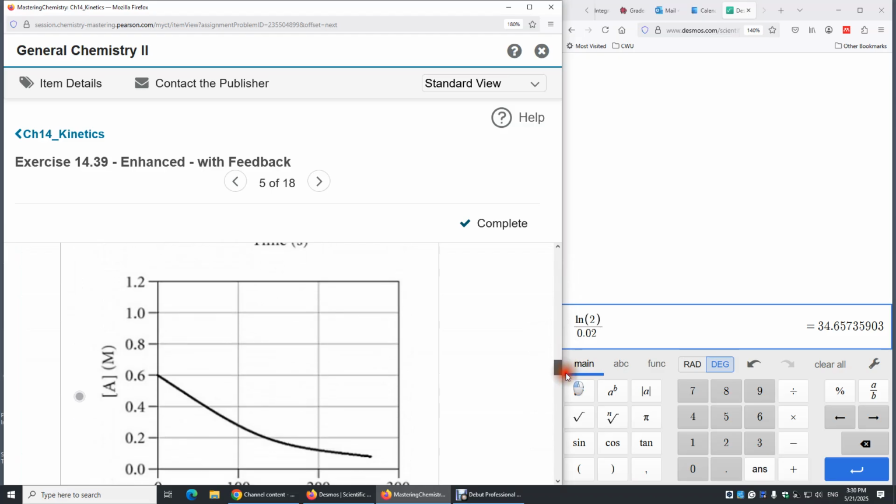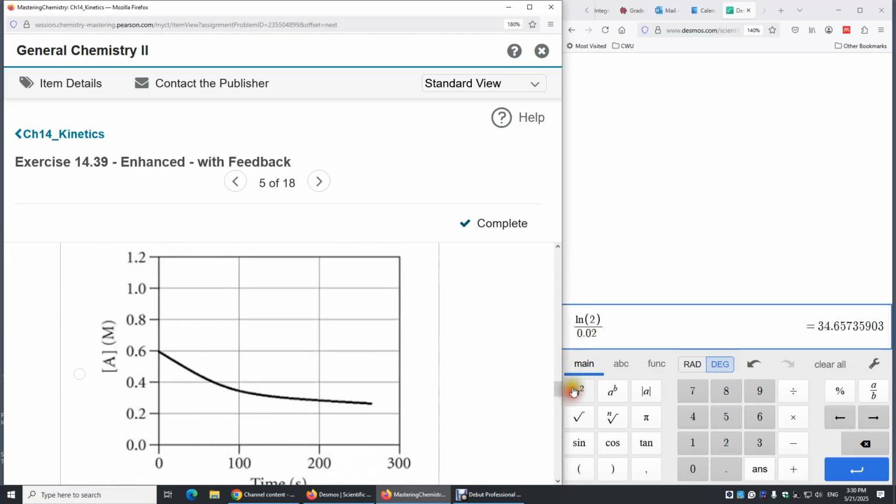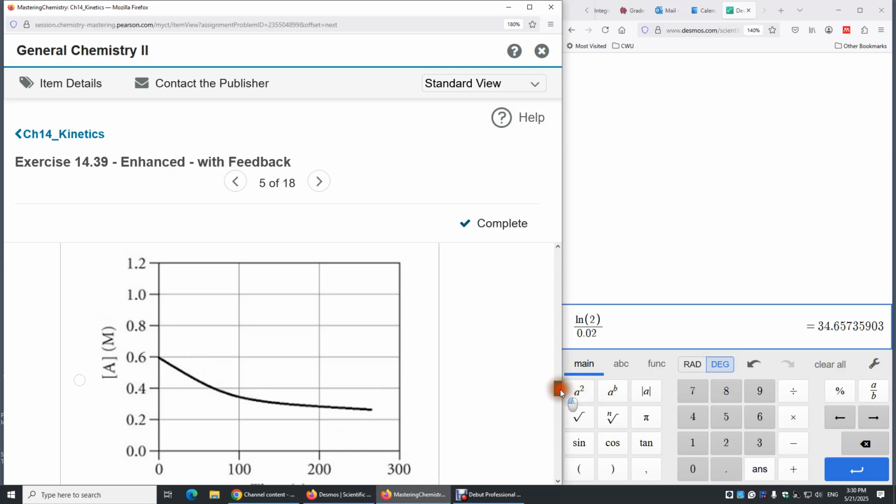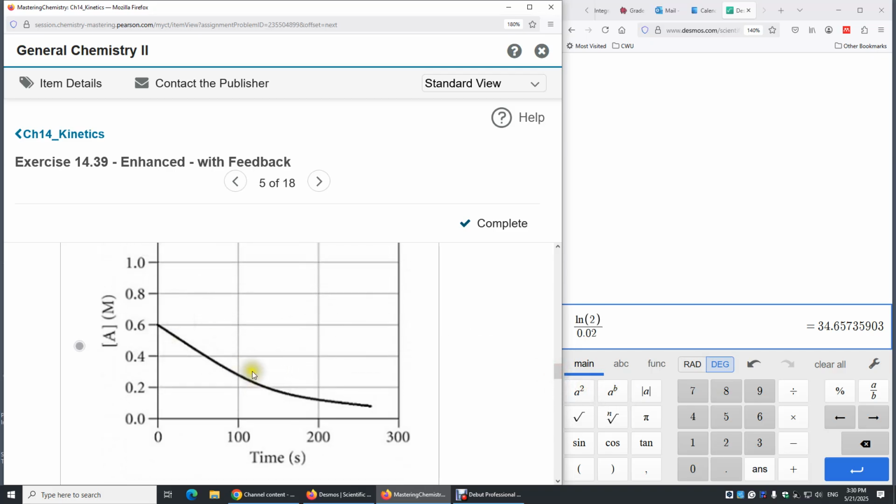Let's take a look. We have this graph, we have this graph. In this graph, the half-life is roughly here, more than 100 seconds, because the initial concentration is 0.6. And at the half-life, the concentration is 1/2 of 0.6, 0.3, and this is roughly 0.3. But this is more than 100 seconds. We got 35 seconds. So it's got to be this option. 0.3 less than 100 seconds.